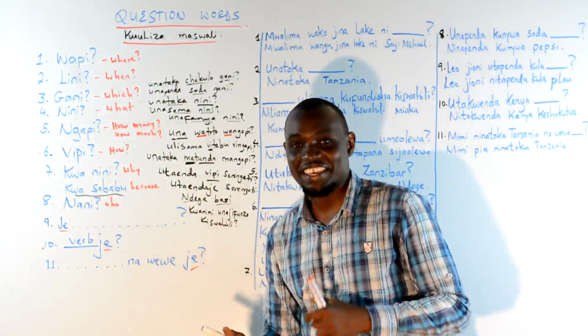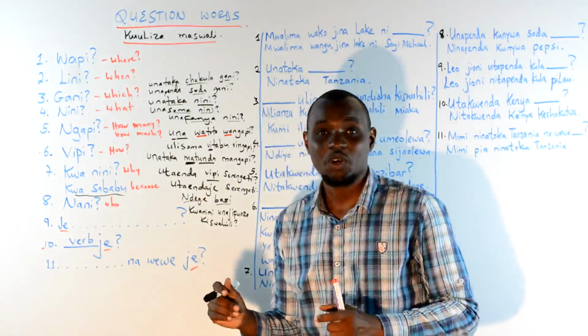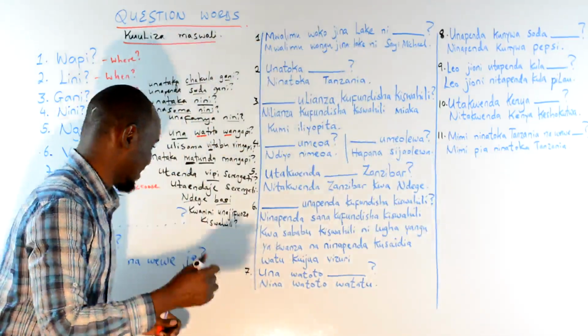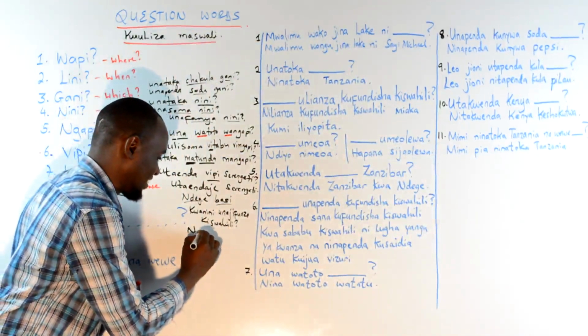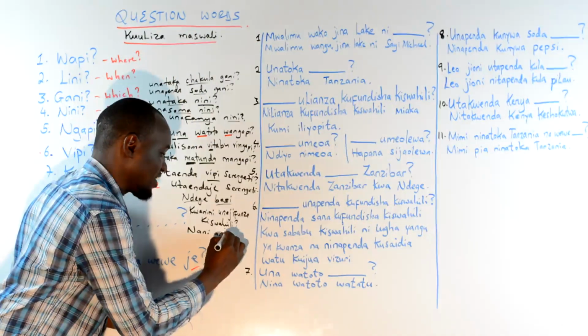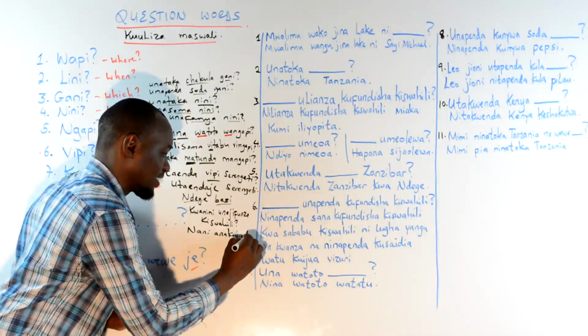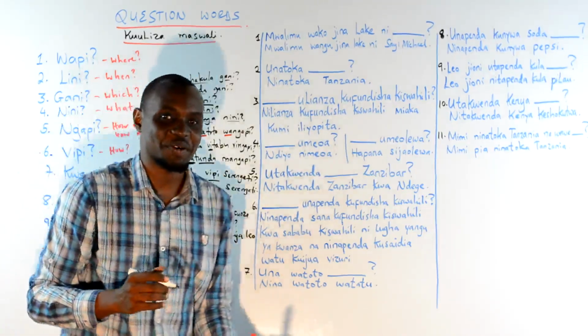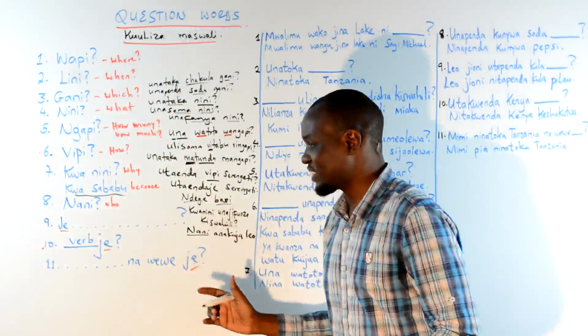Nani? Nani is who. So also you say, who is coming today? Nani anakuja leo? Nani, who is coming today? Nani anakuja leo? So that is easy too.